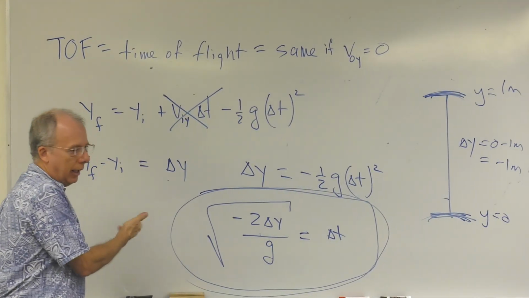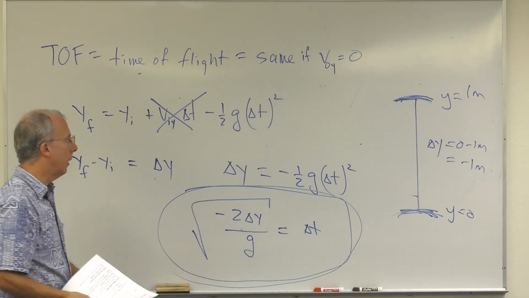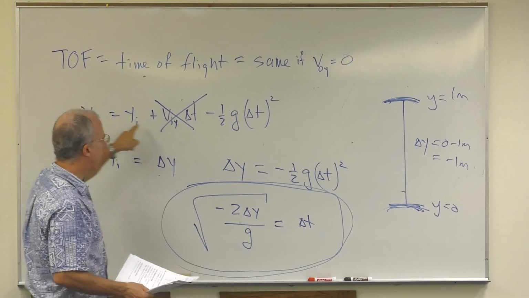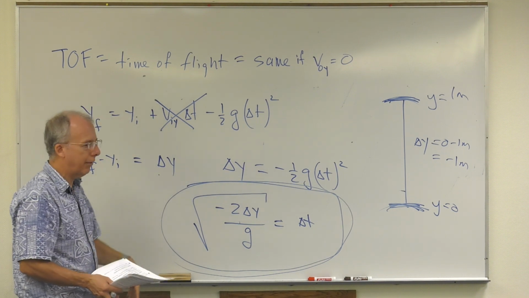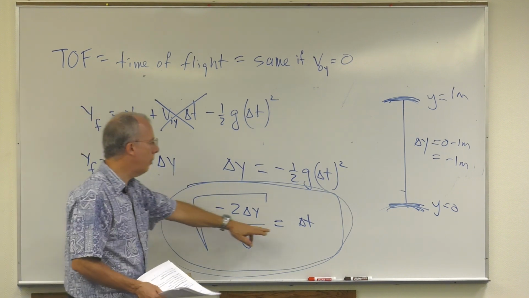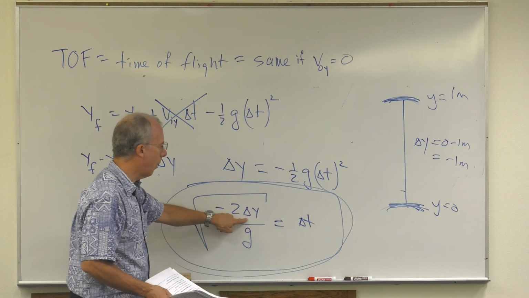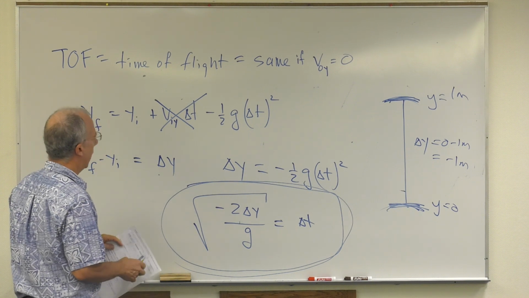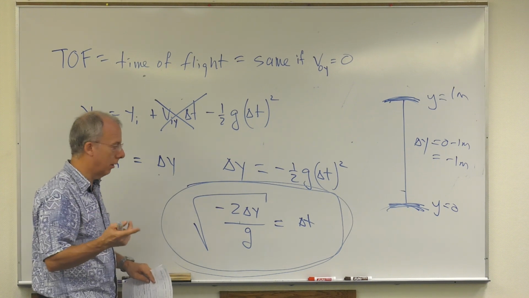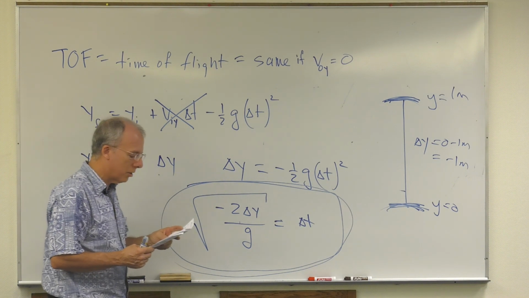So like in your lab, when you're told to prove something, this is how you do it. You start with a kinematic equation, you do whatever you have to do, and you solve for whatever you have to solve for. So we just proved that the time of flight only depends on delta y. It does not depend on Vx initial. That's all. That's a good place to stop.